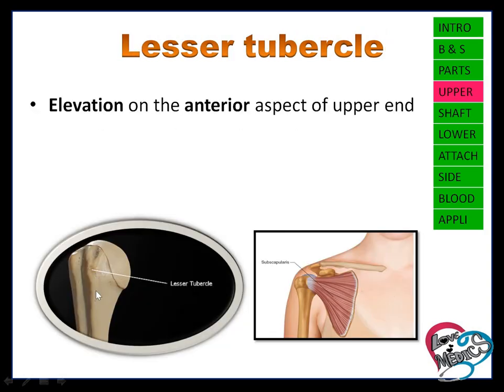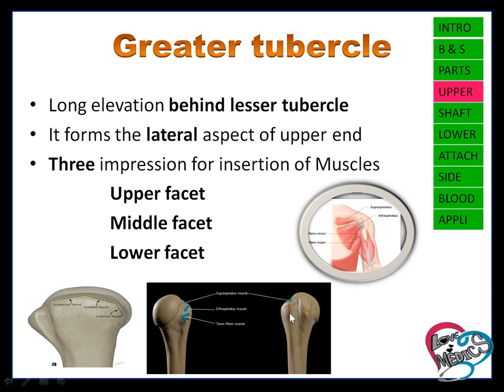The elevation on the anterior aspect of upper end is called lesser tubercle. The subscapularis muscle inserts in the lesser tubercle. Long elevation behind the lesser tubercle is called greater tubercle. It has three impressions. They are upper facet, middle facet and lower facet.